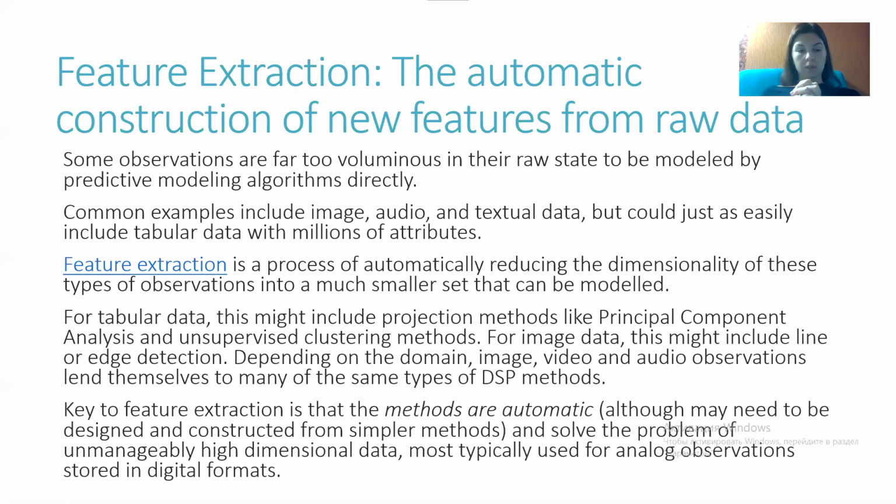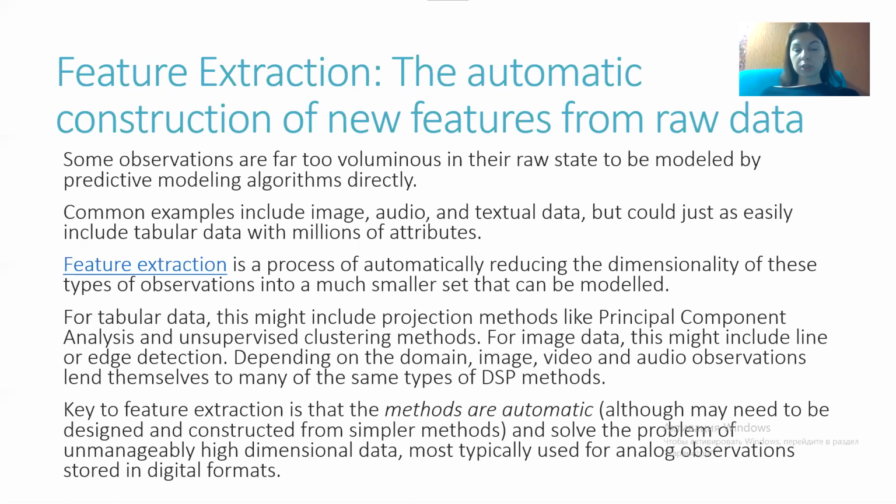For tabular data, these might include projection methods like principal component analysis, which you are familiar with, and unsupervised clustering methods. So you see clustering methods are also about a reduction of our data set. For image data, this might include line or edge detection. So when you select only edges of your objects, depending on the domain, image, video, and audio observations lend themselves to many of the same types of digital signal processing methods.